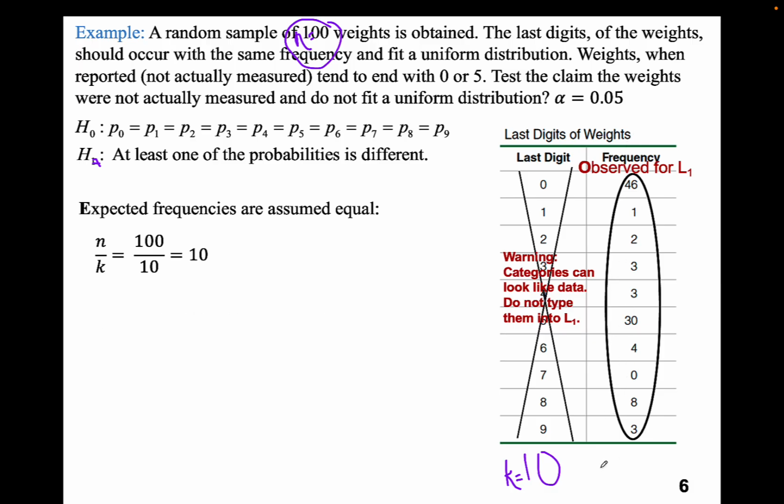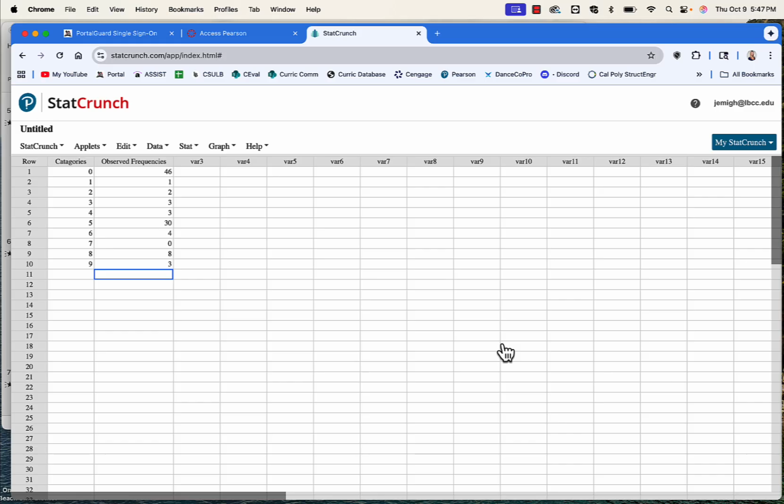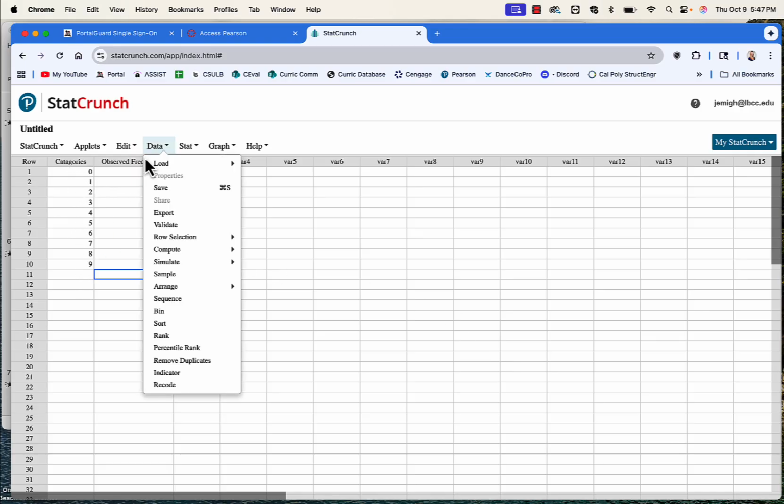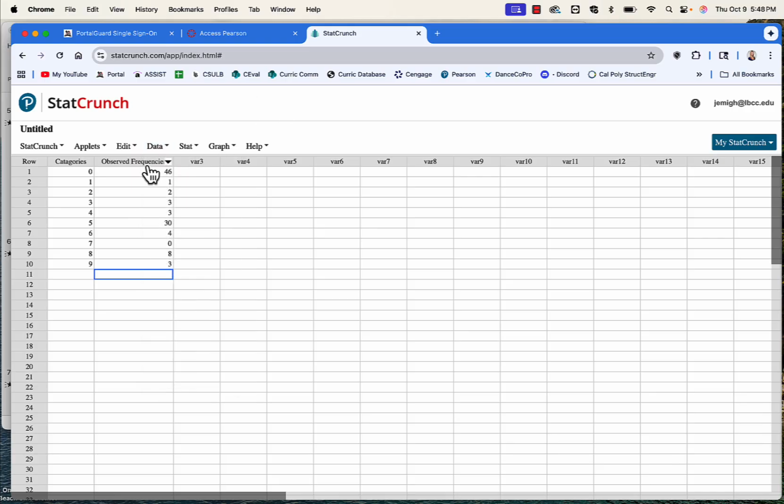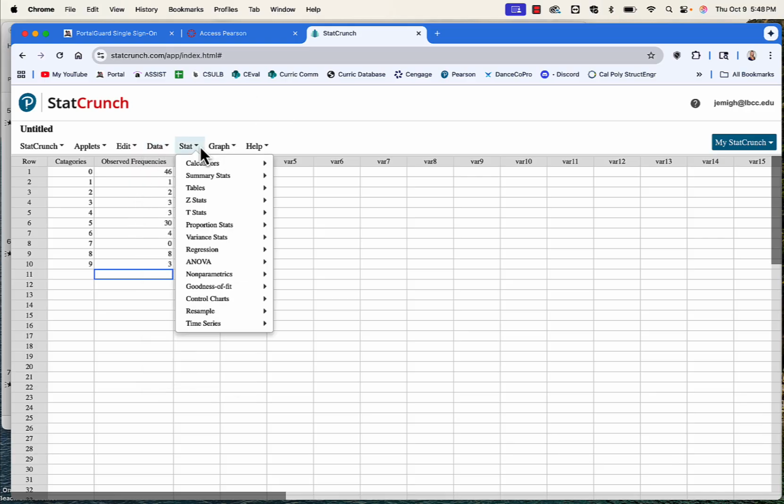All right. Oh, showing the answer already. Let's go to StatCrunch and run this. Once we open this in StatCrunch, notice we've got the categories here and the observed frequencies here. Go to Stat, and you'll see the goodness of fit test right here, and we are running the chi-squared test.